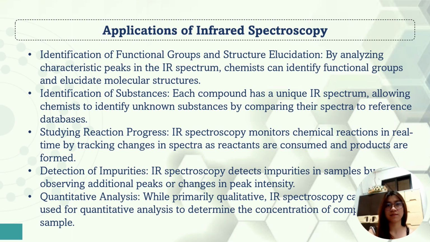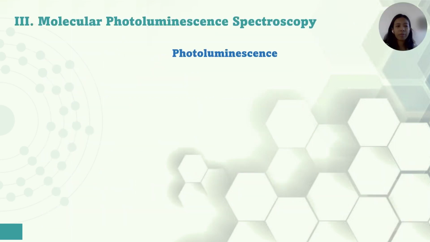The third topic under the spectroscopic methods of analysis part 2 is the molecular photoluminescence spectroscopy. Molecules absorb electromagnetic radiation which causes electronic excitation. Then once it relaxes back to its ground state, photons are emitted and this process is called photoluminescence. Photoluminescence has two different processes which are molecular fluorescence and phosphorescence.